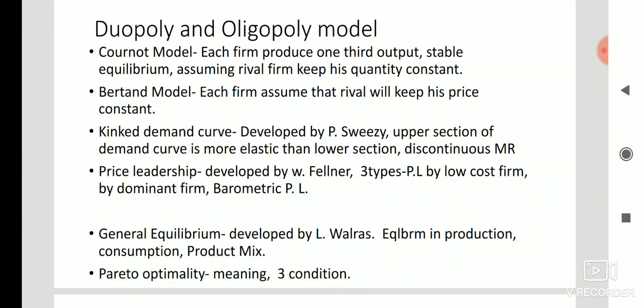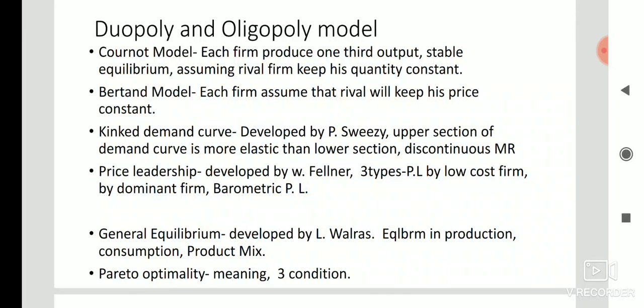the MR, marginal revenue curve, here is discontinuous. And here equilibrium is achieved at the point of kink, and it shows quantity and price rigidity.